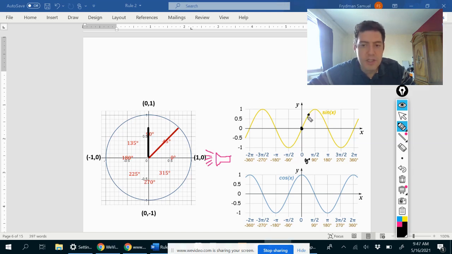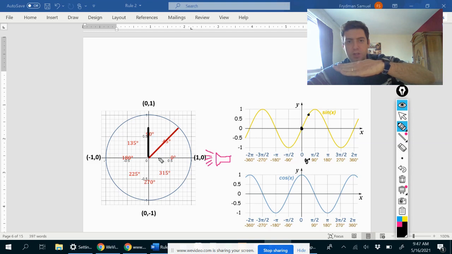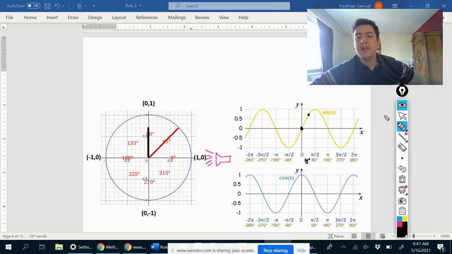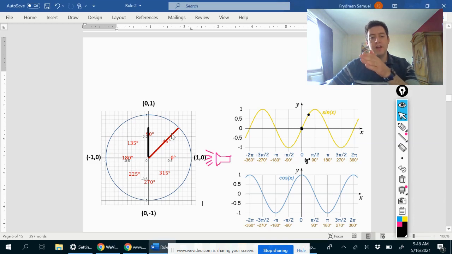Okay, so this is pretty steep over here. We went up pretty quickly when we changed the angle measure by 45 degrees. So we went from 0 degrees to 45 degrees. The y value changed pretty quickly. The y value went from 0 to 0.7 as the angle measure changed from 0 degrees to 45 degrees. Now what we'll do is let's move this line by another 45 degrees and see what happens. So now I'm at 45 degrees.